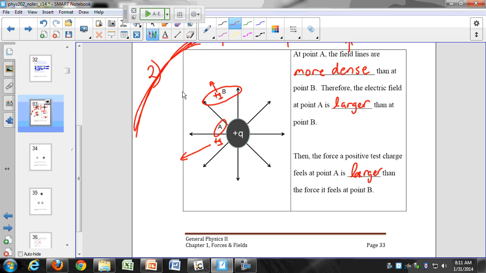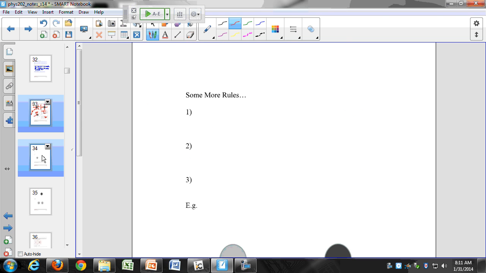All right, let's look a little bit more at field lines. Some more rules. So, the lines for groups of charges.